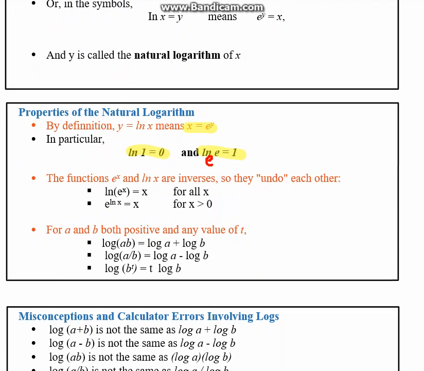So the functions e to the x and natural log x are inverses, so they undo each other. Again, the same as the normal log, and this is just a repetition of the properties that we did before.